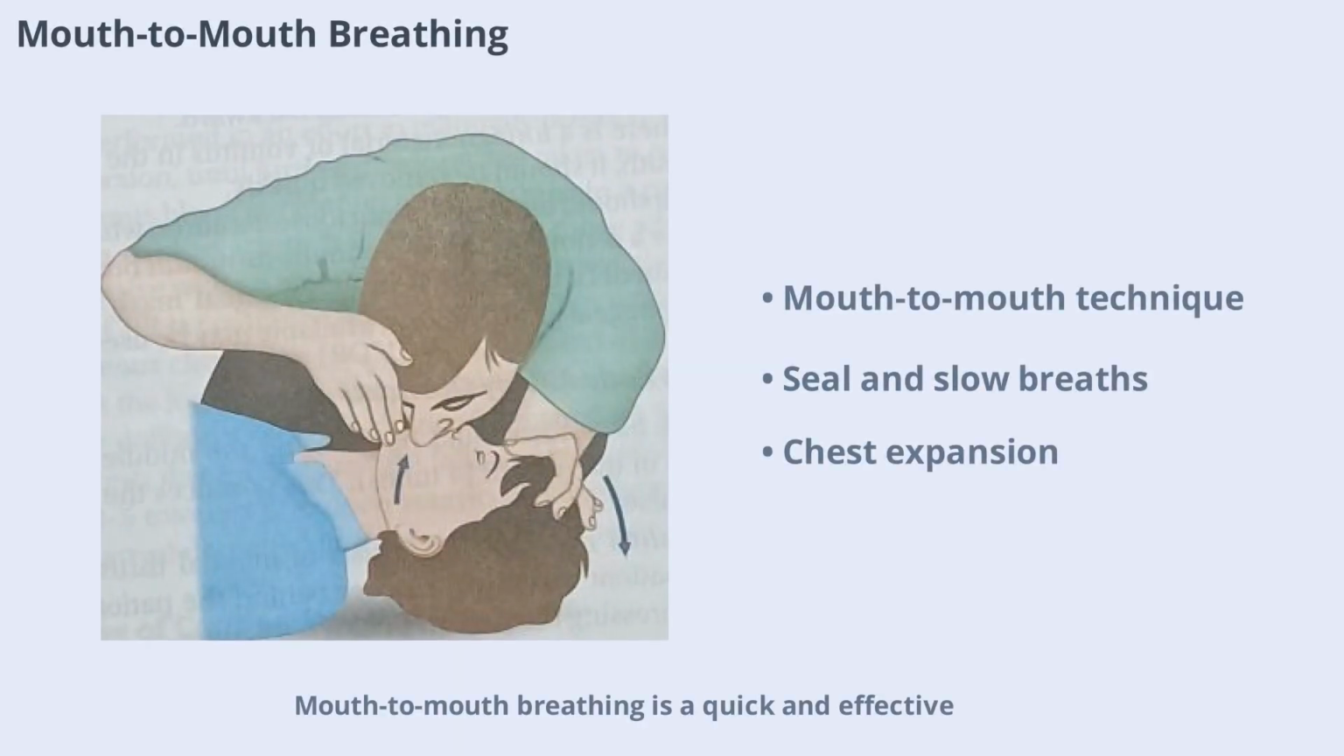Mouth-to-mouth breathing is a quick and effective way to provide oxygen to the victim. Open the airway using the triple maneuver. Close the victim's nostrils with your thumb and index finger. Take a deep breath and form a seal with your lips around the victim's mouth before exhaling. 2 slow breaths, each lasting 1 to 2 seconds, are given to ensure good chest expansion and minimize gastric distension. This technique is fundamental in CPR and can be performed by anyone trained in basic life support.